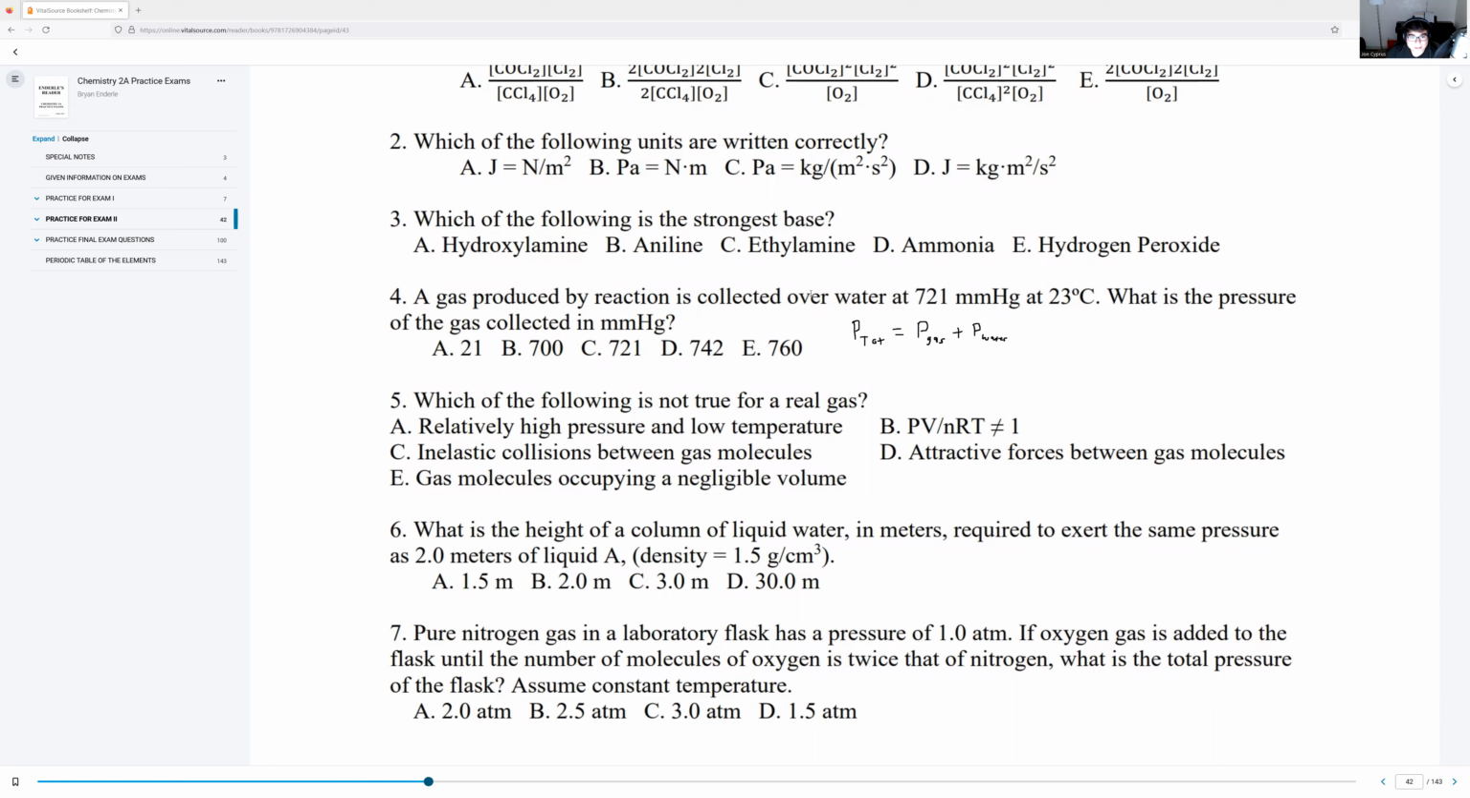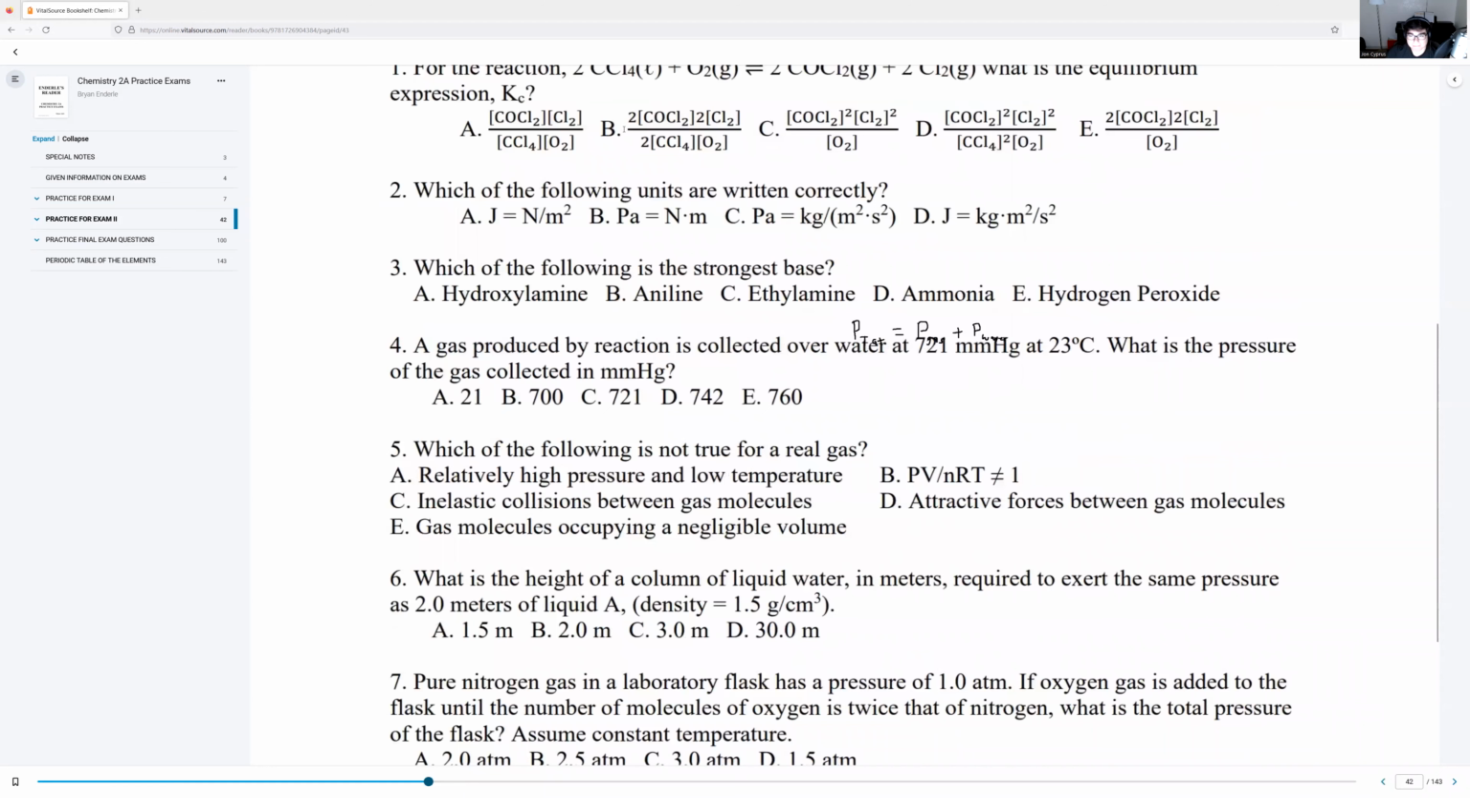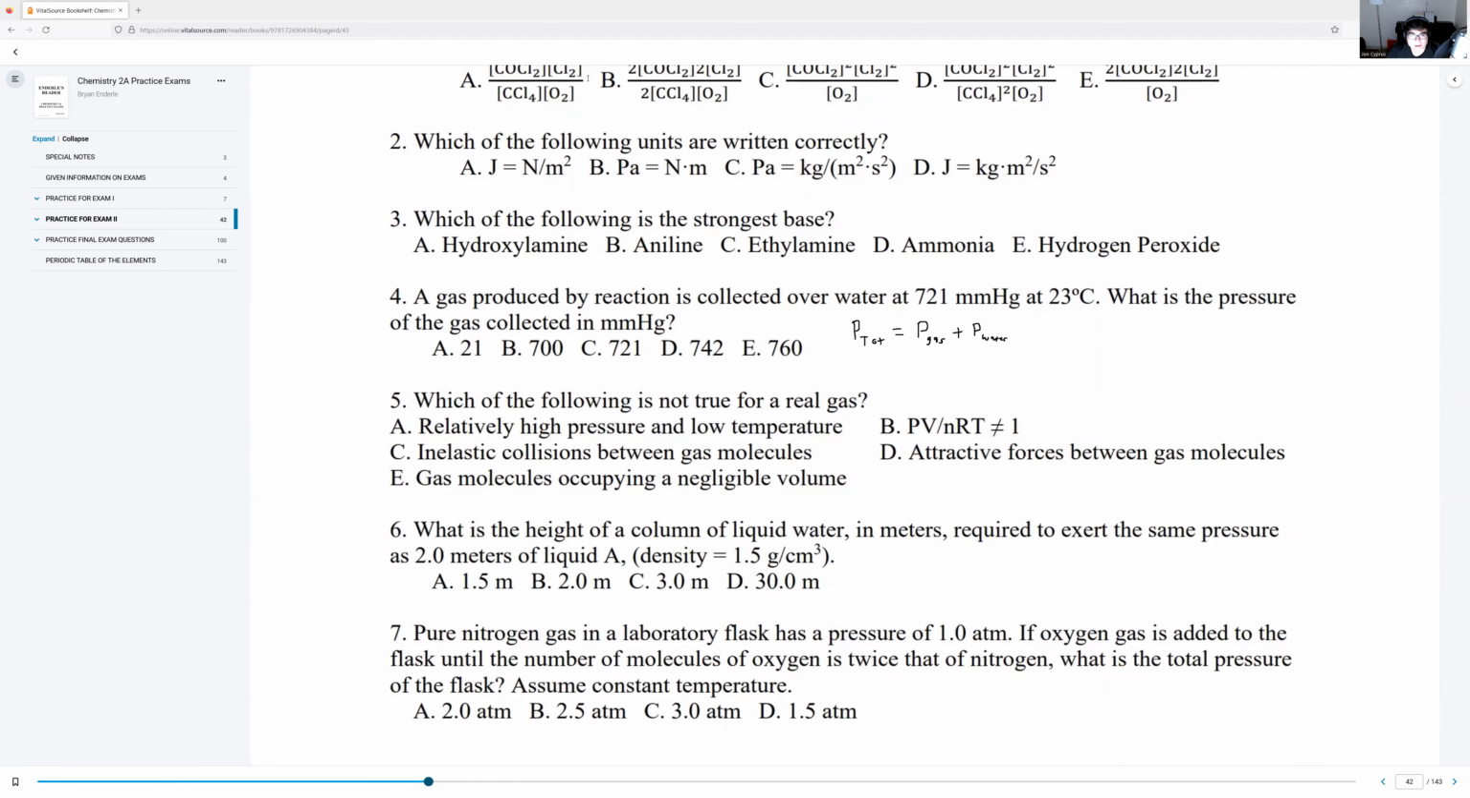Now, let me find if we have a table here. We do not. Maybe we don't even need one. Oh, yeah. Okay. Never mind. So, yeah, we don't need one here.